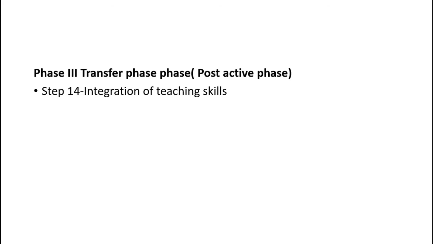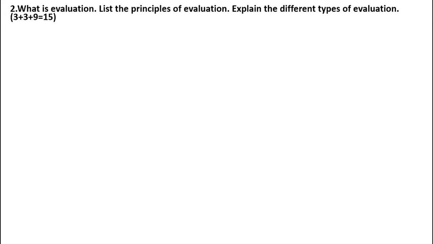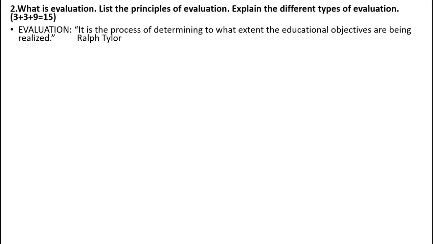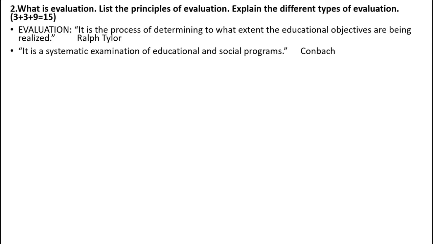Second question is, what is evaluation? List the principles of evaluation and explain different types of evaluation. Evaluation is the process of determining to what extent the educational objectives have been realized, by Ralph Tyler. And it is a systematic examination of educational social programs, a definition given by Cronbach.